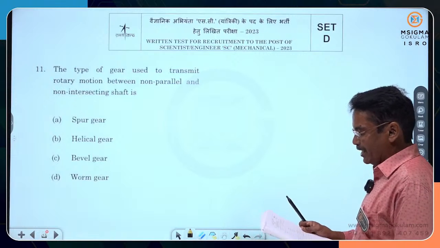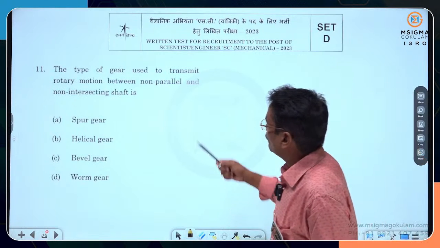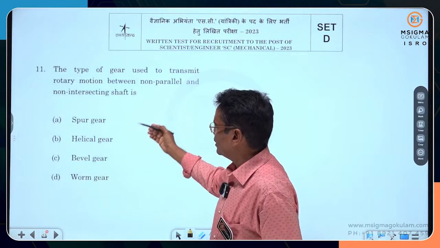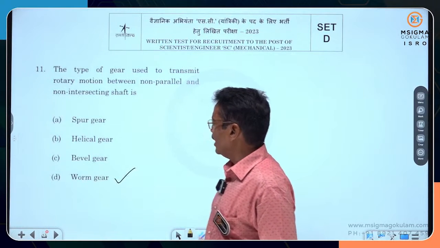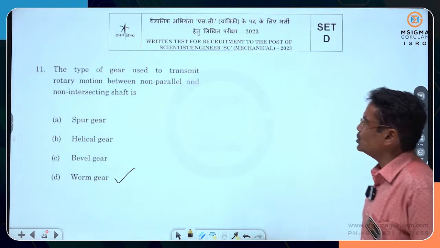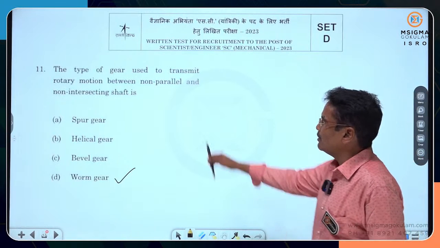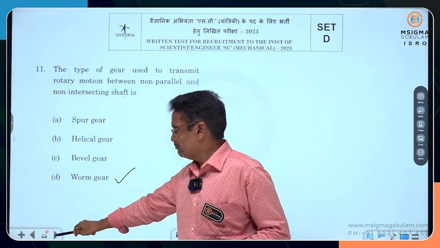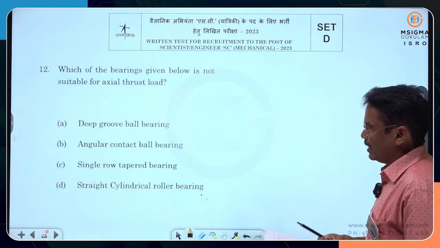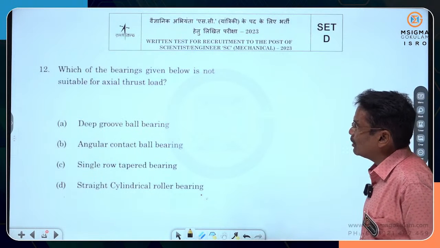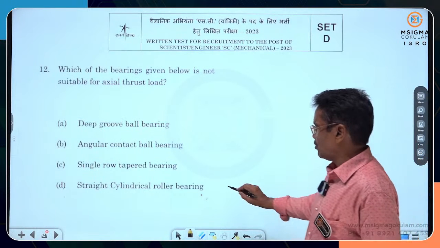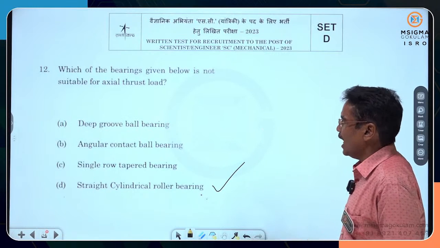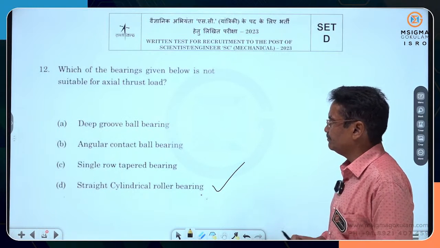The type of gear used to transmit rotary motion between non-parallel and non-intersecting shafts is the worm gear. Which of the bearings given below is not suitable for the axial thrust load? It is the straight cylindrical roller bearing that is not suitable for the axial thrust load.